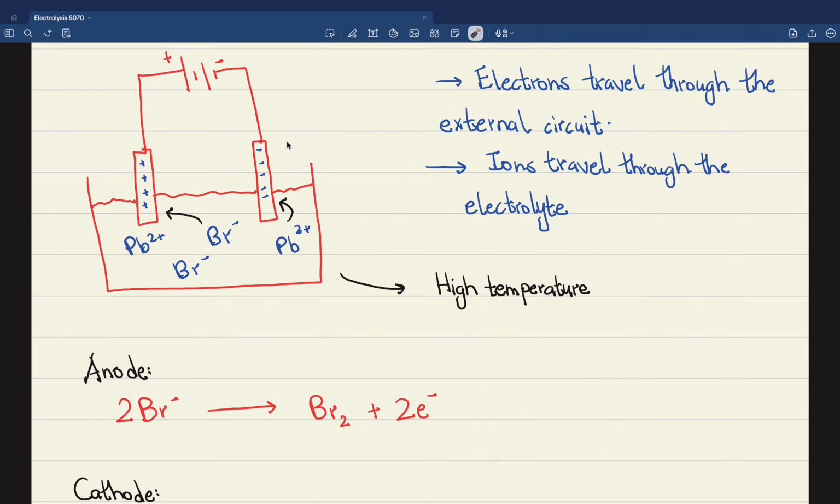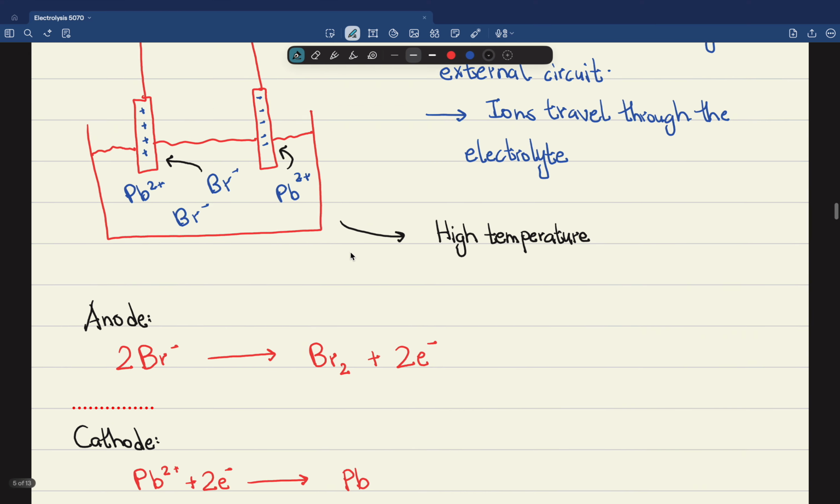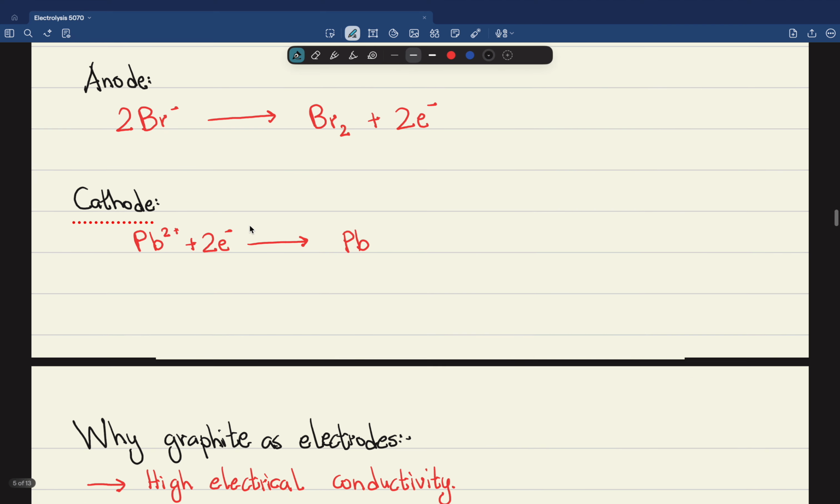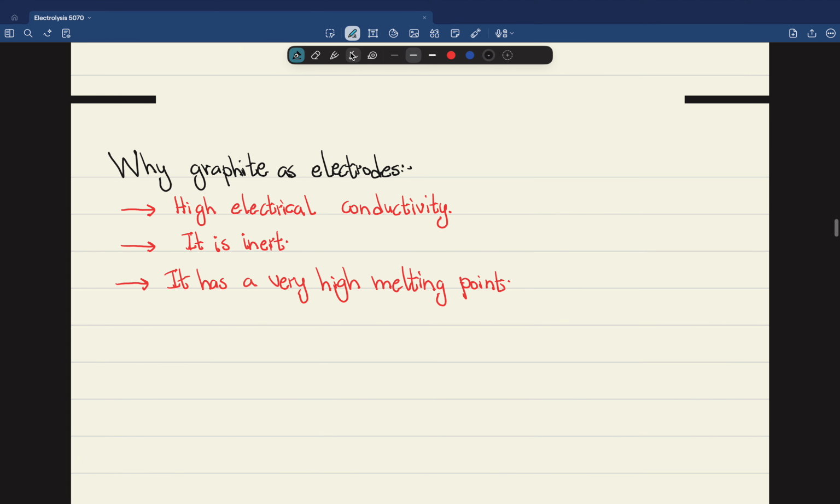For example, if it has a melting point of let's say 100 degrees Celsius, right? And हम उसे एक ऐसे environment में रखें which is 200 degrees. So obviously its melting point is going to be exceeded, it's going to melt and it's going to dissolve into the electrolyte itself, right? We do not want that. Because it has a high temperature, हम कोई ऐसा electrode use करते हैं जिसका melting point even इस temperature से भी high हो, so that electrode cannot melt, right? That is why these are the three reasons why we use graphite as our electrodes, right? That's why we use graphite as our electrodes.